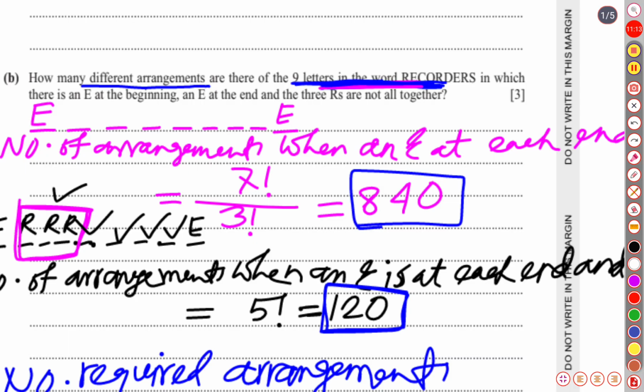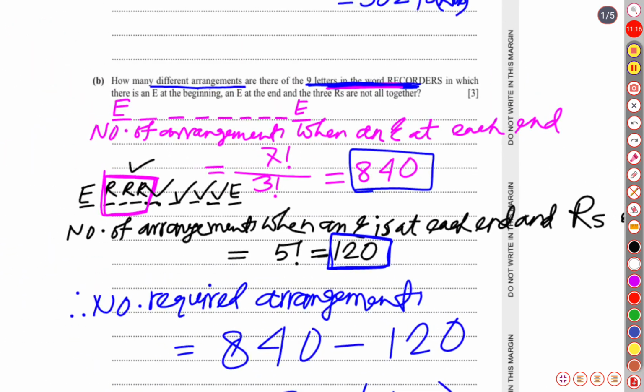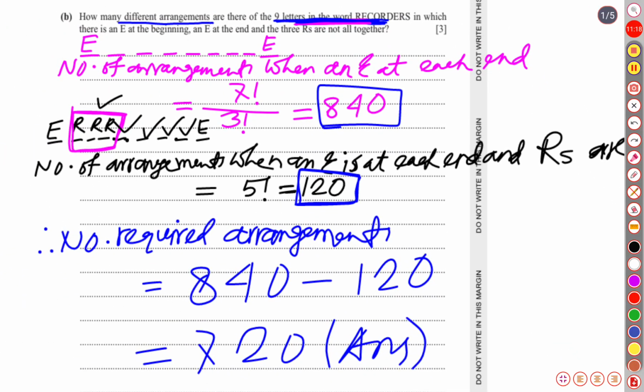If we think the reversal way, first we find the total number of arrangements with E at each end, which is 840, from which we subtract the number of arrangements when R's are together. They told us to find when R's are not all together. We have found when R's are all together. Then, as this is reversal, from the total number of arrangements, 840, we subtract the number of arrangements when R's are together. This is the simpler and easier way to solve this question.